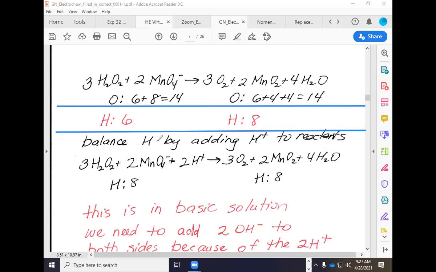Okay, so we're going to balance the hydrogens by adding H plus to the reactants. So that's over here. We added 2. So then we have 3 times 2, which is our 6, plus 2. Now we have 8. And we have 4 times 2, we have 8. So this is what we have so far.